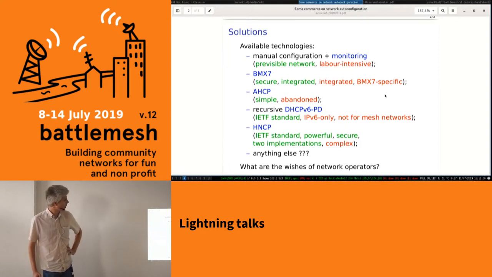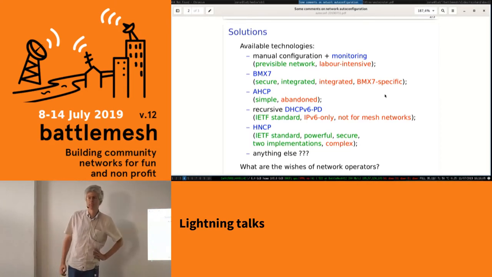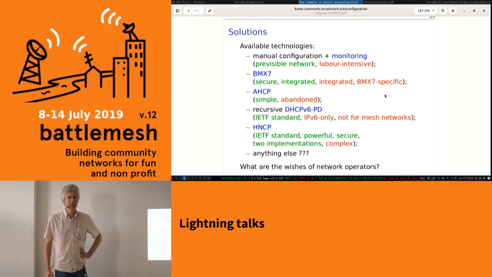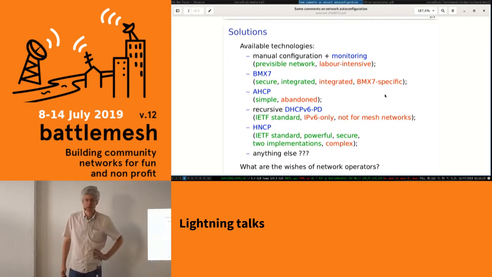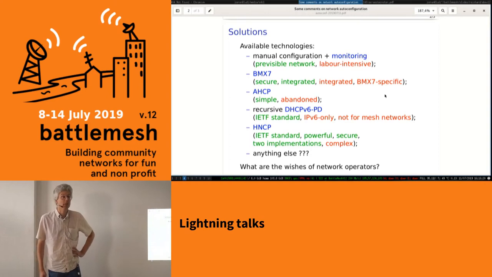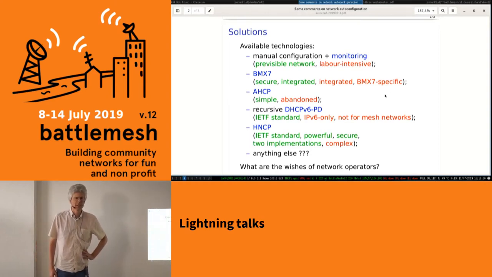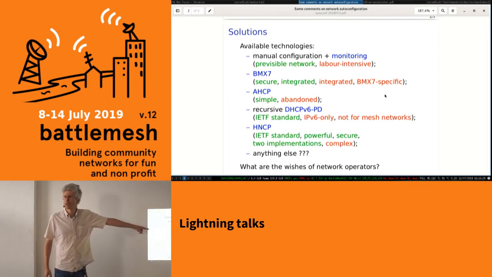Some people are working on recursive DHCPv6 prefix delegation. That's a mouthful. And recursive DHCPv6 prefix delegation is something that does work in some cases, but I'm not sure how well it works in mesh networks. And as the name shows, it is for IPv6 only. And I wasn't sure when I was writing whether I should put IPv6 only in red or in green. So that depends on your personal position.